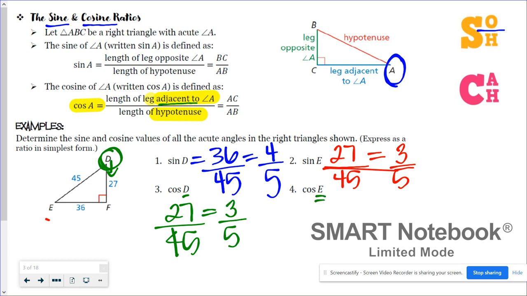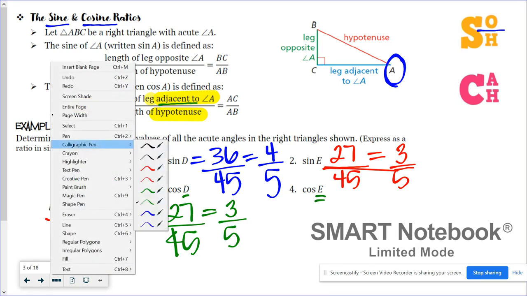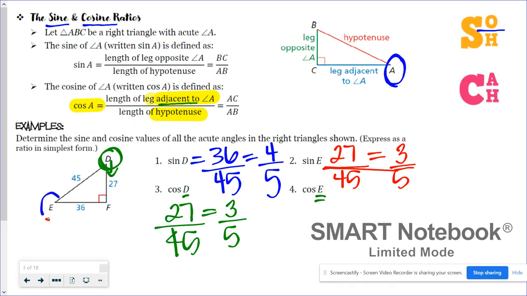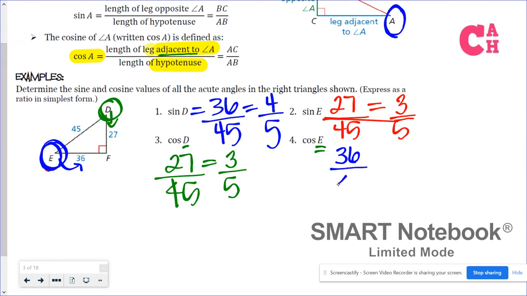For cosine of angle E, I have to look at my diagram and see what is adjacent to angle E, and that is the side measuring 36. The hypotenuse is still 45, and then I reduce that. So these are the big three when it comes to trig relationships. We use these quite a bit, okay?